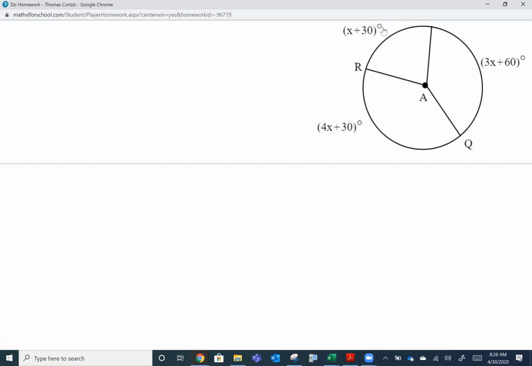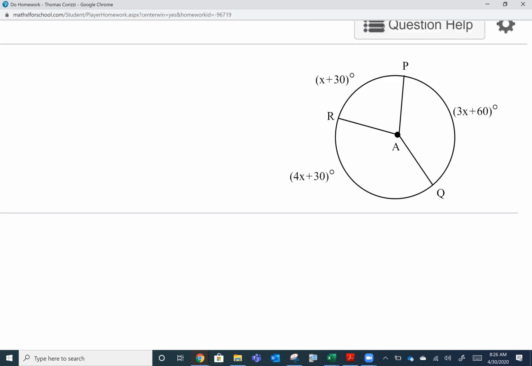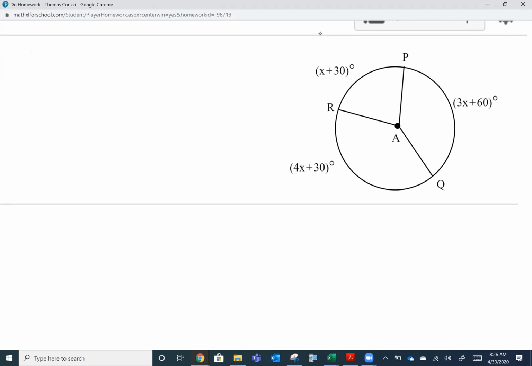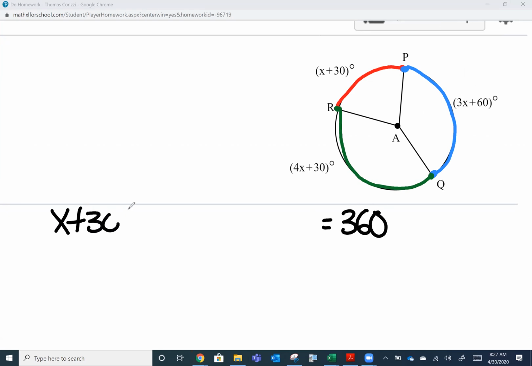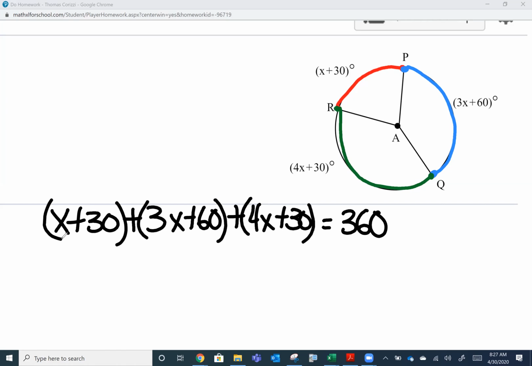Okay, in this problem, all of these arcs make up the entire circle. So from R to P represents x plus 30, while P to Q represents 3x plus 60, while Q to R represents 4x plus 30. So then all you have to do is know that all of these arcs in the circle add up to 360 degrees. So then this problem just becomes x plus 30 plus 3x plus 60 plus 4x plus 30. And that's how you solve. And then you combine like terms, you solve for x.